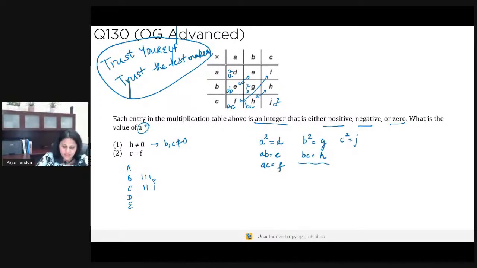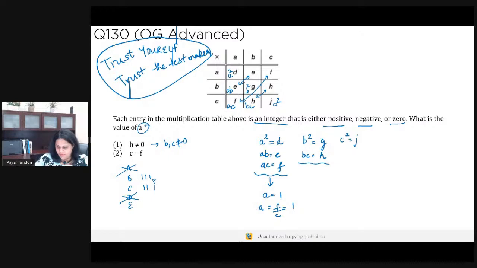None of you selected choice A, which means D is also gone. Now comes the question: is statement 2 sufficient or not? It's saying C is equal to F. Now, if C is equal to F, can I say that A is equal to 1? If C and F are equal, then A is equal to F by C, so A is equal to 1. So I have the value of A, which means statement 2 is sufficient, which means B is the correct answer.